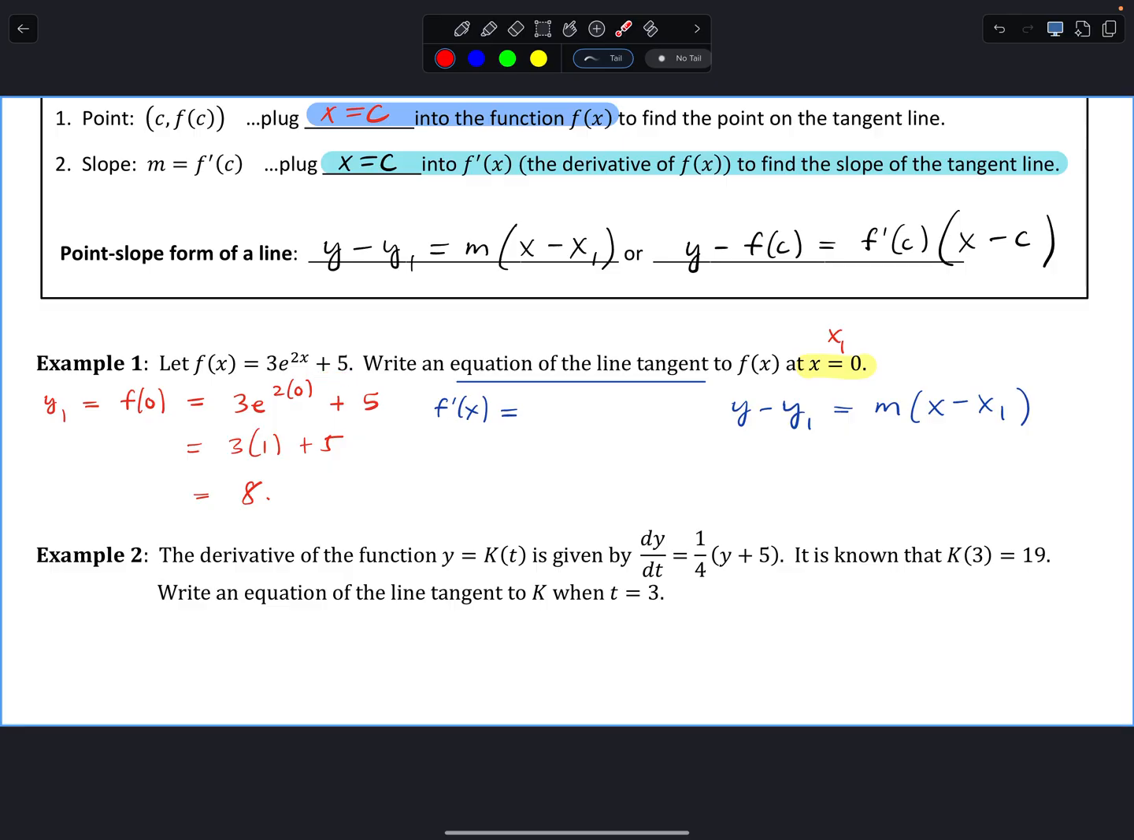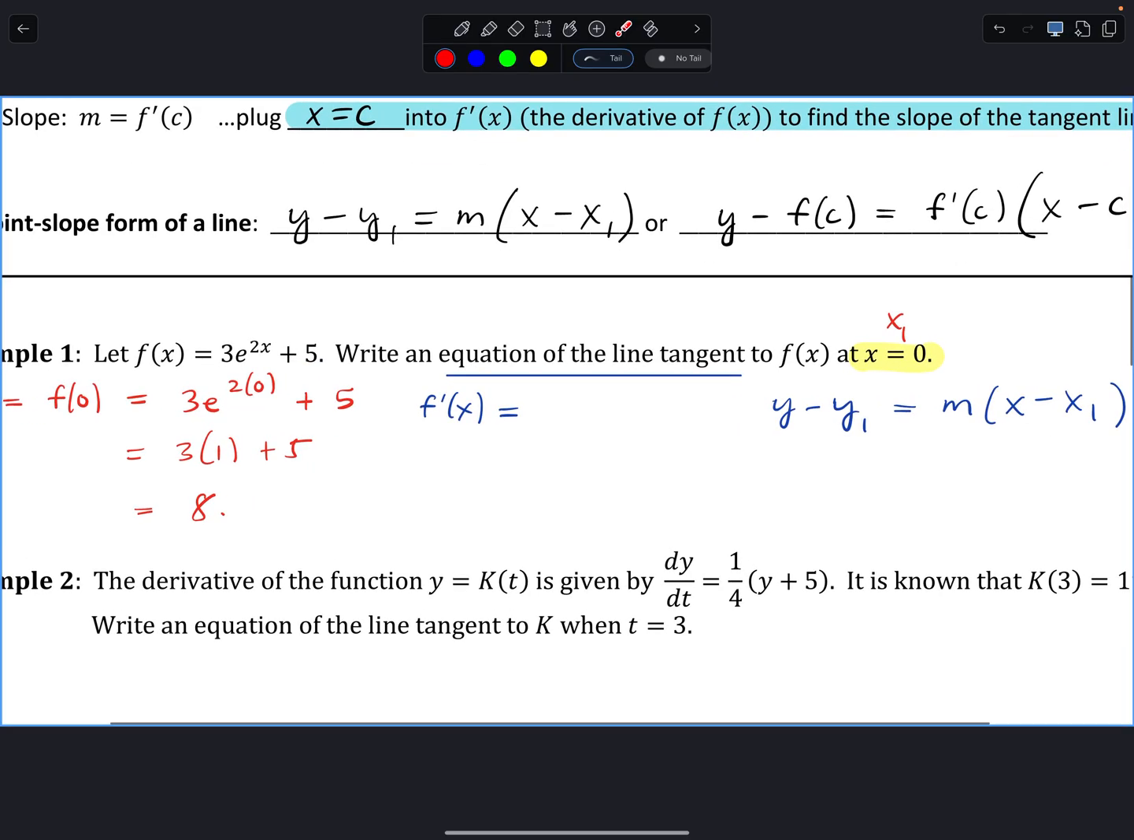So I don't care. The derivative, I'm going to say this over and over again, the derivative of e to anything is just e to the thing. So it's 3e to the thing times the derivative of the power. What's the derivative of 2x? Just 2. Cool. Now, simplifying it, 3 times 2 is 6. So f prime of x is equal to 6e to the 2x.